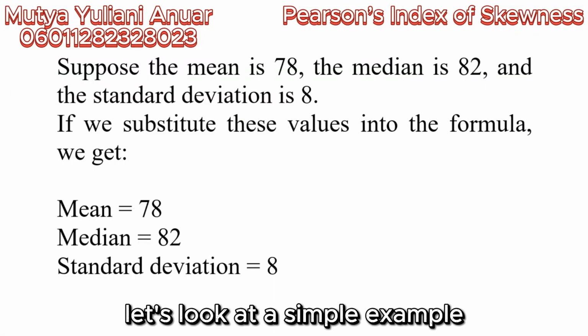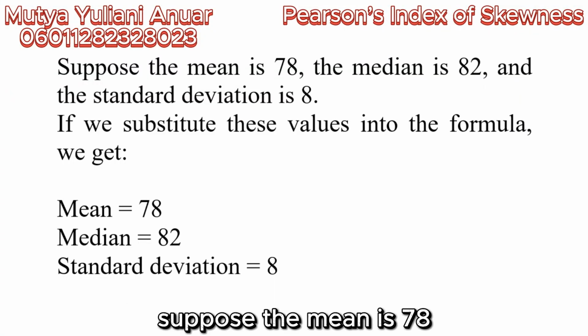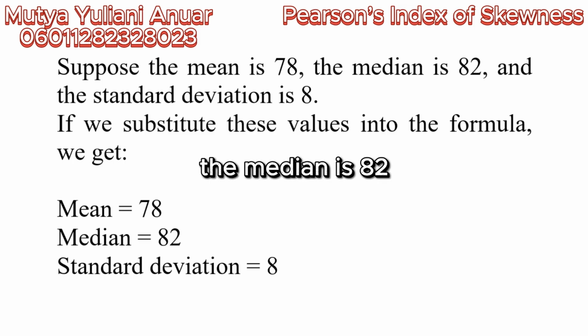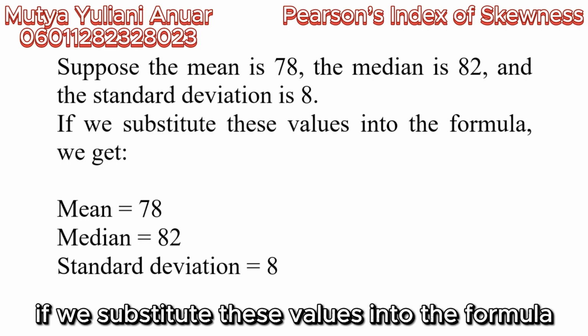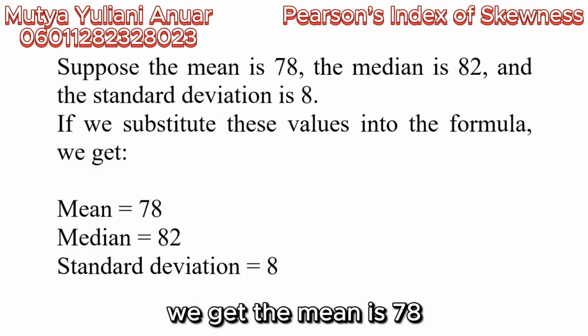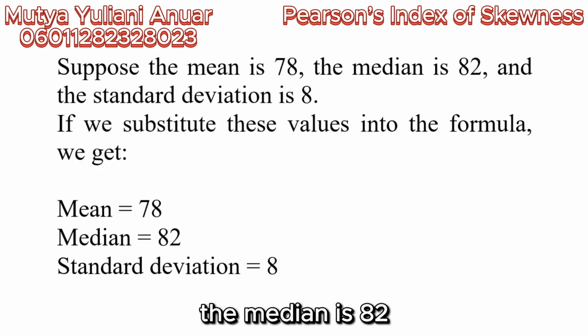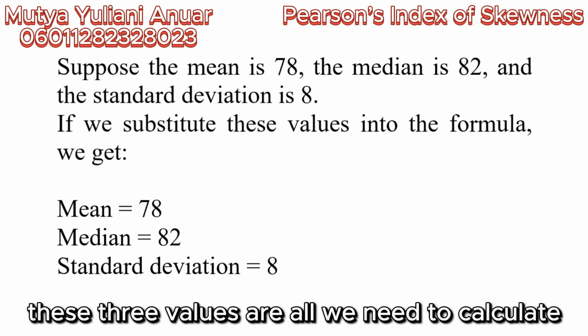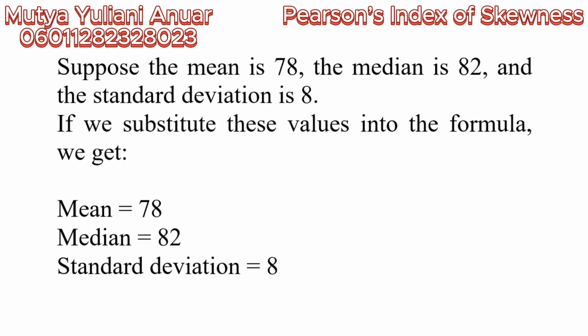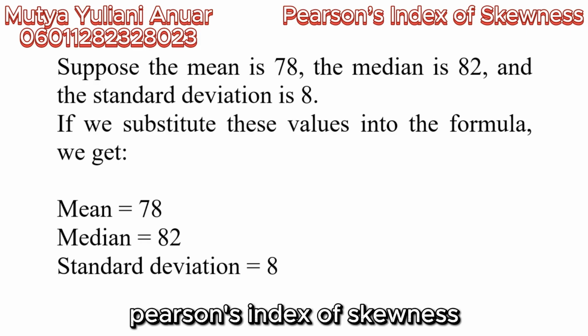Let's look at a simple example. Suppose the mean is 78, the median is 82, and the standard deviation is 8. If we substitute these values into the formula, we get the mean is 78, the median is 82, and the standard deviation is 8. These three values are all we need to calculate Pearson's index of skewness.